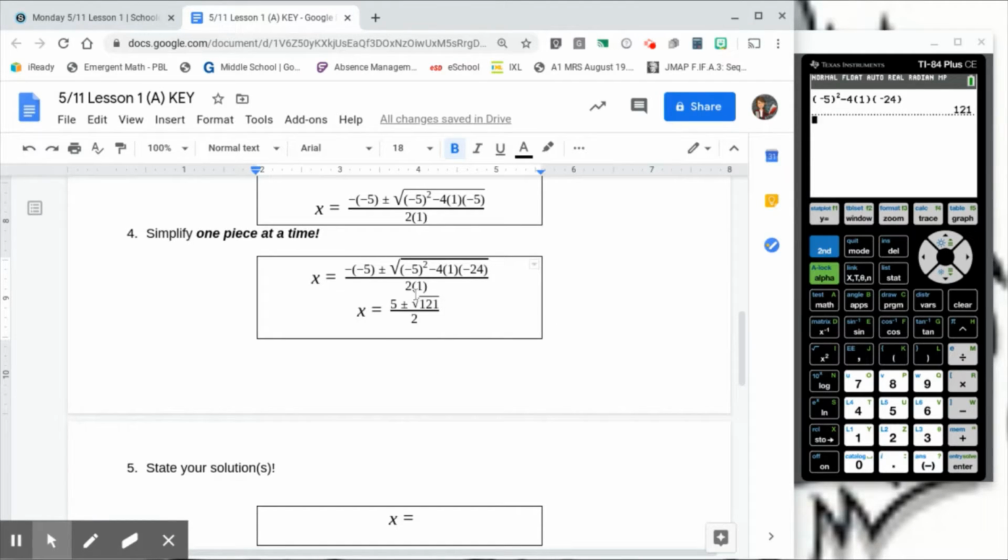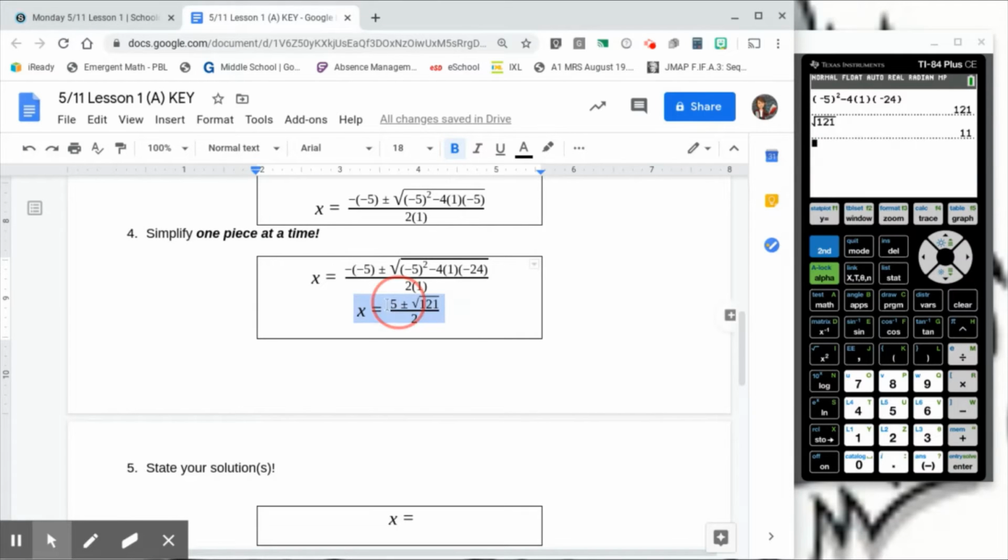So now we have to take the square root of 121. Okay, now 121 is a perfect square, so it will come out nice and pretty. So to do the square root, you press second, x squared. We type in our number, 121, and we get 11.